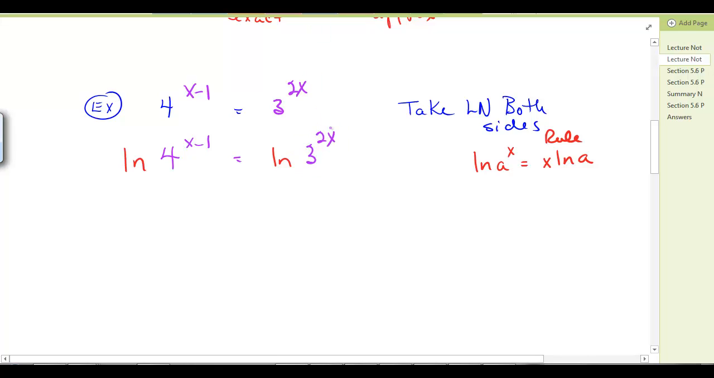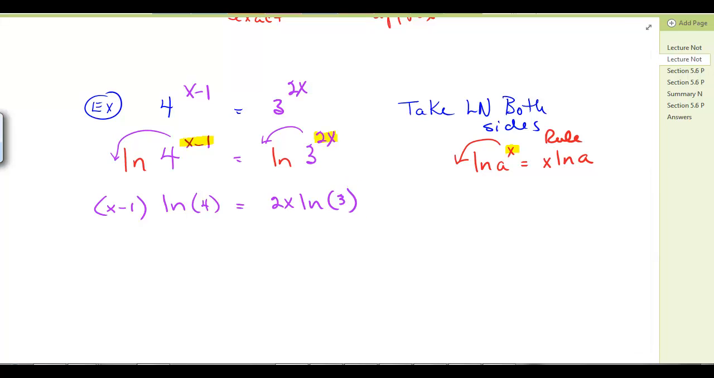All right, now we have another rule that we use here because we don't have e in this one. ln of a to the x equals x ln a. And what happens when it's not an e, this power can go to the front. And that's the whole point, is to get x out of the exponent part so that we can solve it. So this and this are going to go to the front. Okay, so we've got x minus 1 ln 4 equals 2x ln 3.